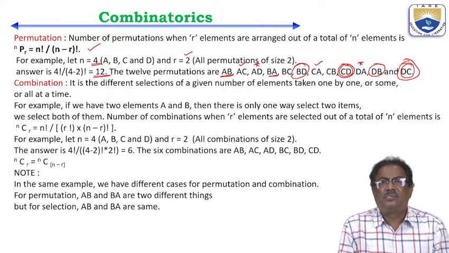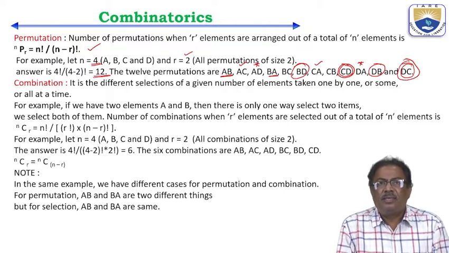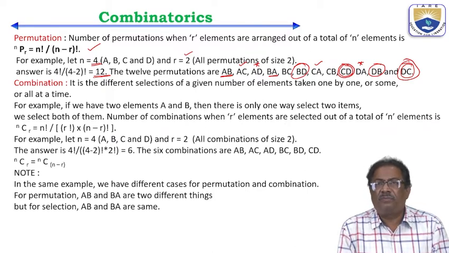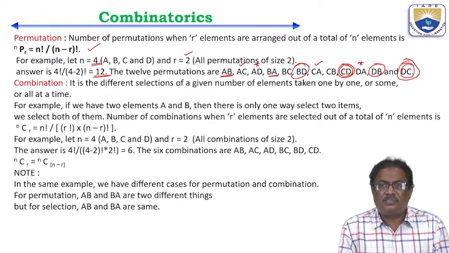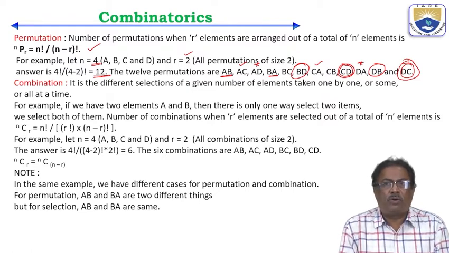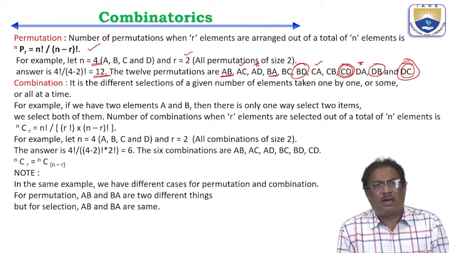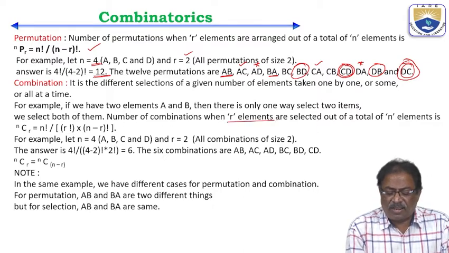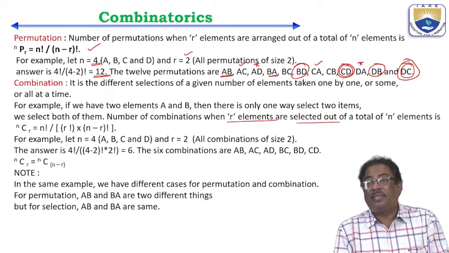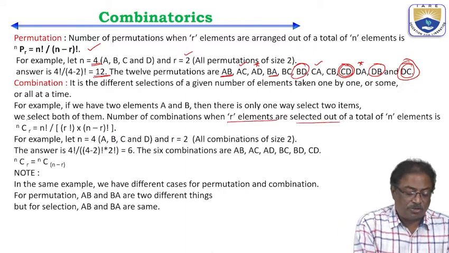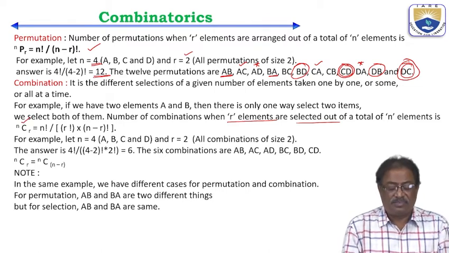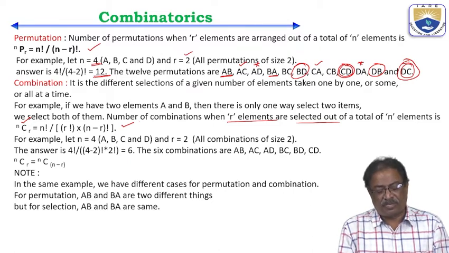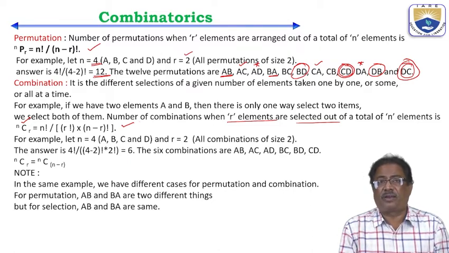Now combinations. What is a combination? It is a different selection of a given number of elements taken one by one or some, all at a time. If we are going to select r elements from n elements, that is denoted as nCr, which is represented as n factorial by r factorial into (n minus r) factorial.